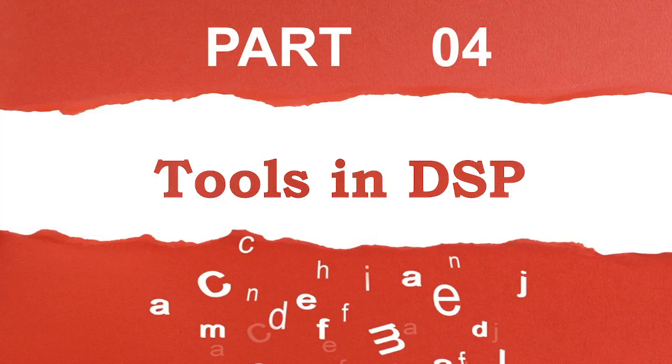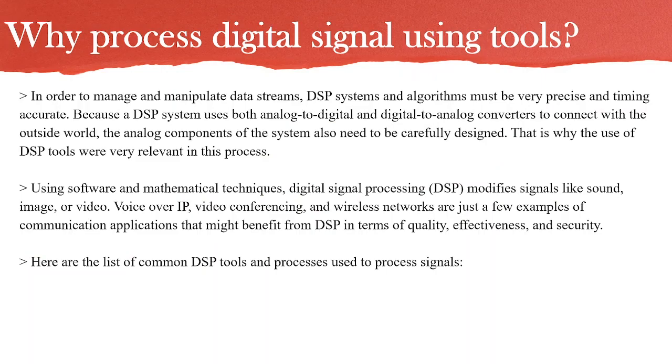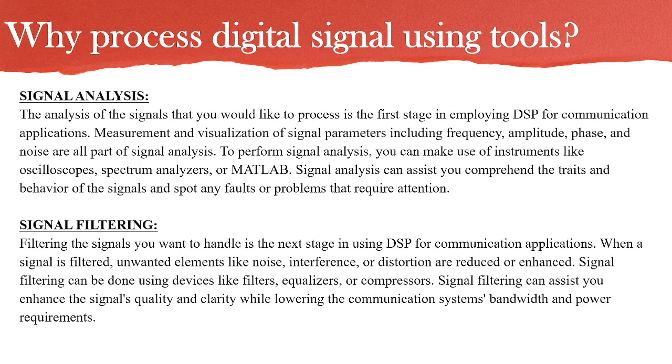So part four, tools in DSP. In order to manipulate data streams, DSP system algorithms must be very precise and timing accurate. Because a DSP system uses both ADC and DAC converters to connect with the outside world, the analog components in the system also need to be carefully designed. This is why the use of DSP tools is very relevant in this process. So here is the list of digital signal tools.